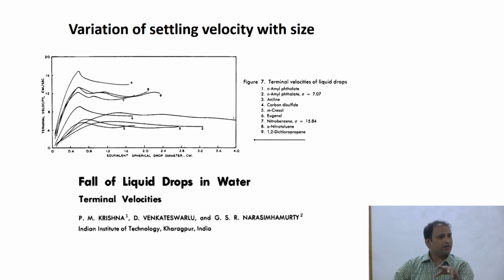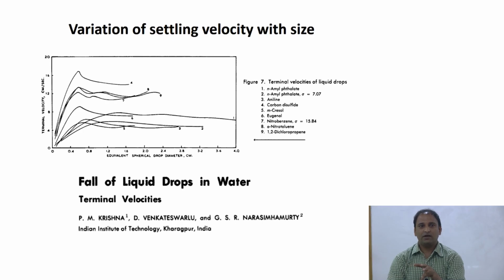So everybody understands the plot, right? It's a plot of terminal velocity as a function of equivalent spherical diameter. So why is it not the diameter of the drop? Why is it an equivalent spherical diameter? The obvious answer is going to be because the drops can also change shape. So when one is dealing with drops in a fluid, I would have to worry about shape changes.